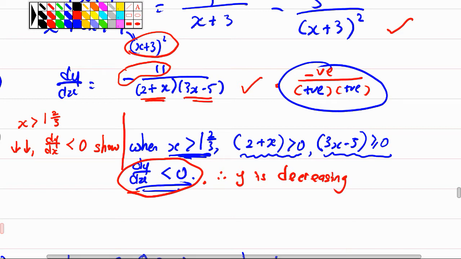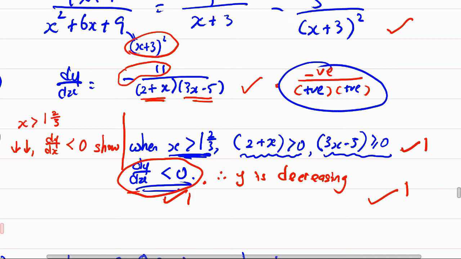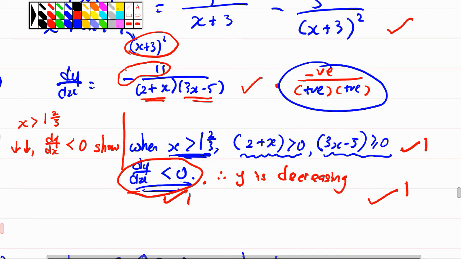Now where's the 1 mark? This is the 1 mark. This is the 1 mark. This is the 1 mark. But there's only 2 marks. So either you show this, or you show this is 1 mark. Then the concluding statement is 1 mark. Clear? You must write. Yeah, can. Don't say when x equals to 2. Say when x is more than 1 and 2/3.